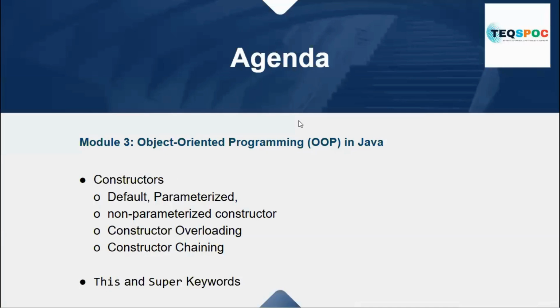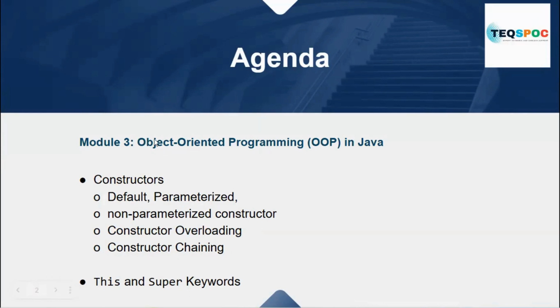Today's session, our agenda will be: what is a constructor, its definition, and how to create a constructor; different types of constructors, default, parameterized, and non-parameterized; and what is constructor overloading. The same way there is method overloading, here also there is constructor overloading, constructor chaining, and what are the this keyword and super keyword, and how we will use them for calling different types of variables.